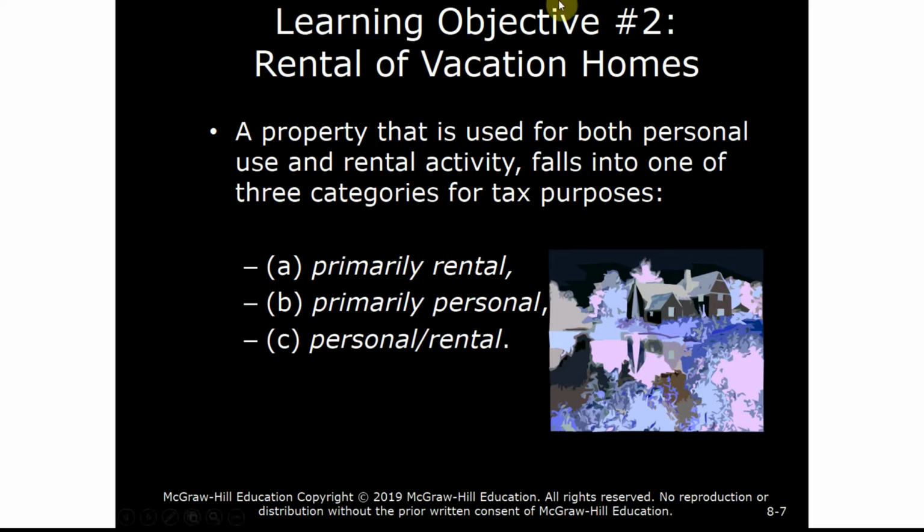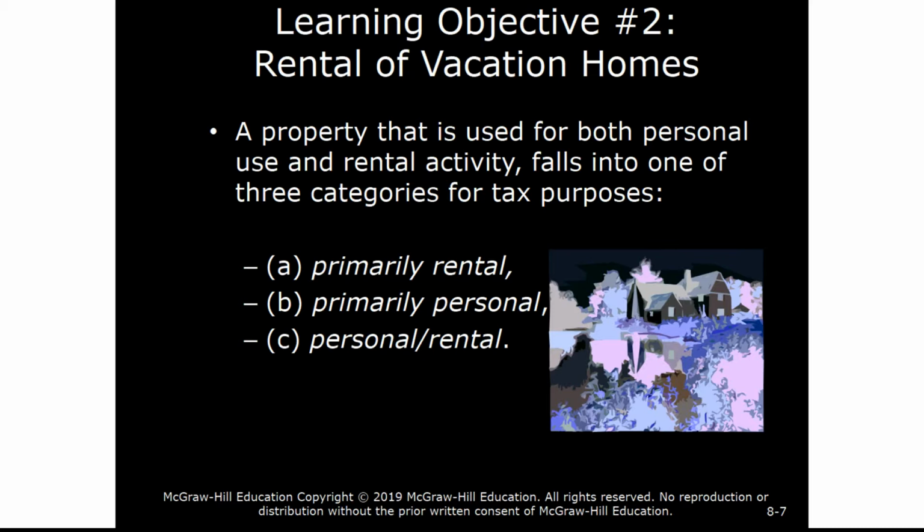So, for example, if it's primarily rental, then it's a Schedule E property, and we can take all the expenses related to the rental and deduct them against the income, and even generate a loss. How that loss is handled we'll be discussing both in this chapter and in the subsequent chapter. But if it's primarily rental, it can generate a loss.